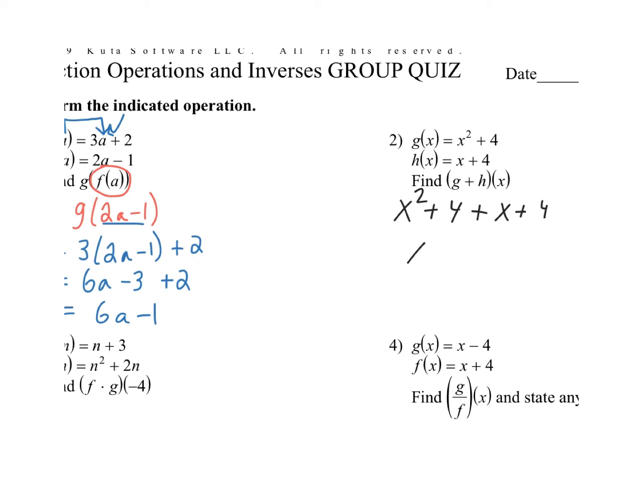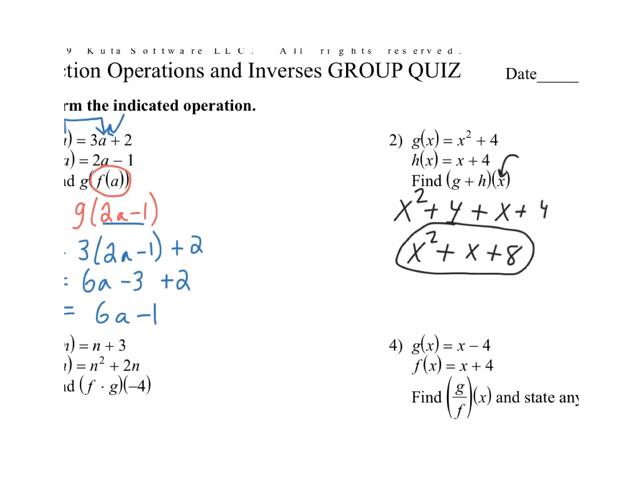In this case, x squared is the only squared term, plus x is the only x to the first or linear term, and then the 4 plus 4, of course, is 8. And there's nothing else we can do. That is g plus h of x. One note, remember, we're not multiplying by x here. This is just simply telling us what the variable is, so it really doesn't affect our answer.